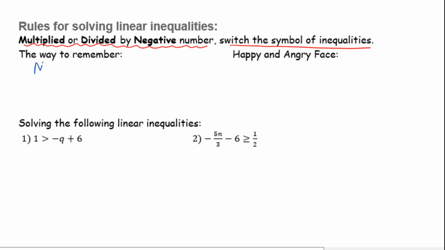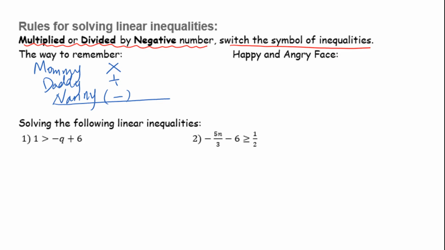We will use mommy, daddy, nanny to memorize this linear inequality rule, which means multiply or divide by a negative number. Then we need to switch the symbol.